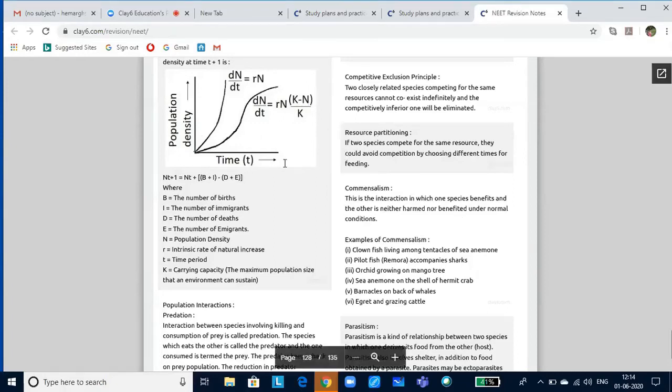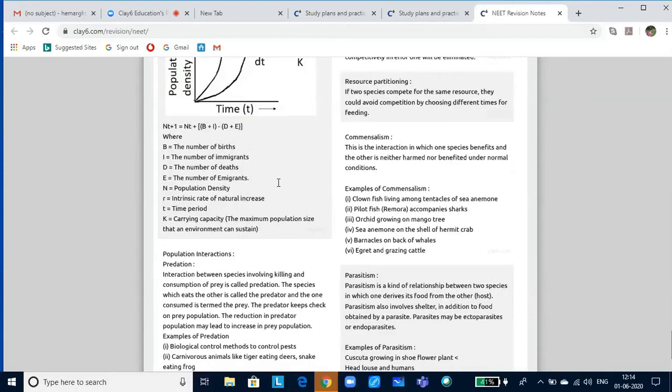So now the equation for the population growth can be given as N(t+1) = N(t) + [(B + I) - (D + E)], where N(t) is the population density at time t, B is the birth rate, I is the immigration, D is the death rate, and E is emigration. The maximum population of a species that a particular environment can carry, we call it the carrying capacity. Now the population growth models are the exponential growth model and the logistic growth model.